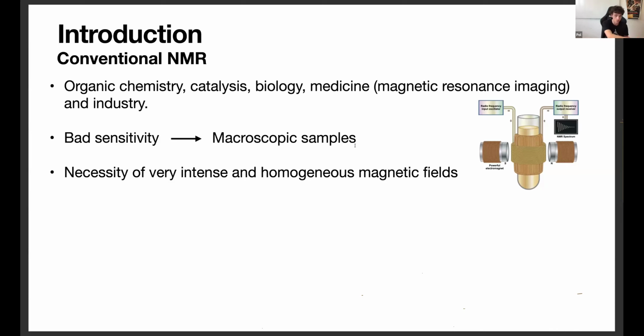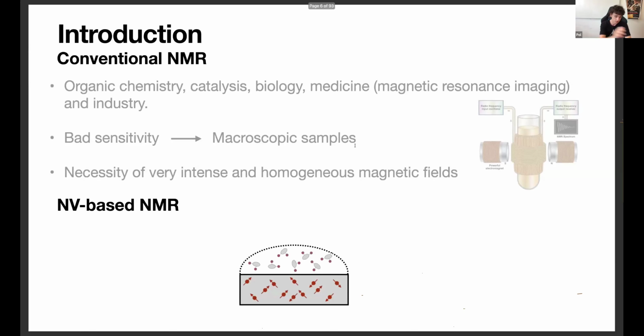So even though they have these issues, these techniques, they are very commonly used and they are quite important. But I presented the issues so that I motivate a little bit the use of nitrogen vacancy centers instead of NMR. So first of all, what's a nitrogen vacancy center?